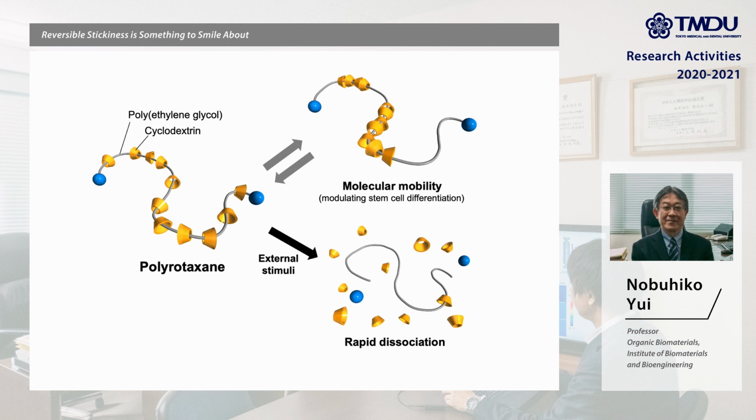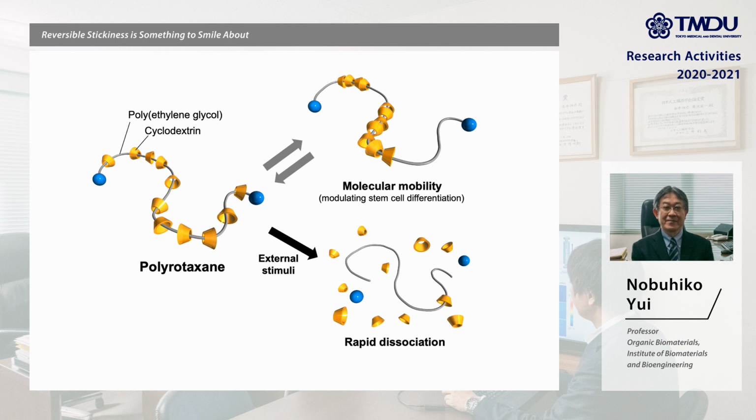In the last decade, we clarified that this polyrotaxane mobility dominates adhering cell fate. If we prepare a substrate from this polyrotaxane, we can modulate the lineage of stem cell differentiation, for example.